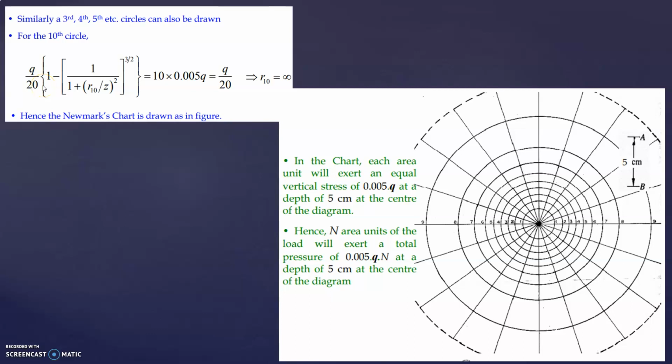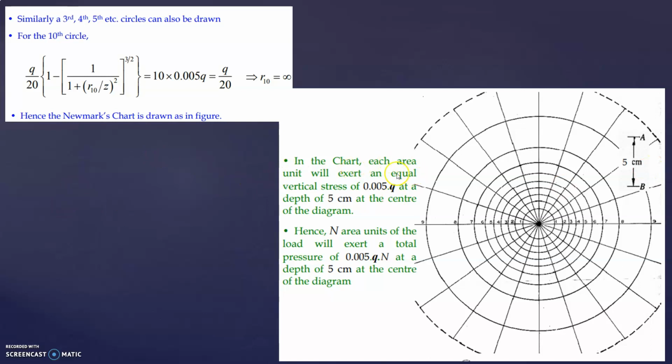Similarly, third, fourth, fifth, like that till the 10th circle you can draw. For the 10th circle the formula is the same, but here R10 is equal to infinity. There is no particular radius for R10. Nine is the last circle, and R10 is equal to infinity. So hence Newmark's chart is drawn as shown in the figure. This scale is equal to 5 centimeter.